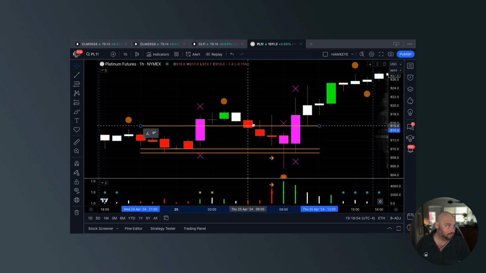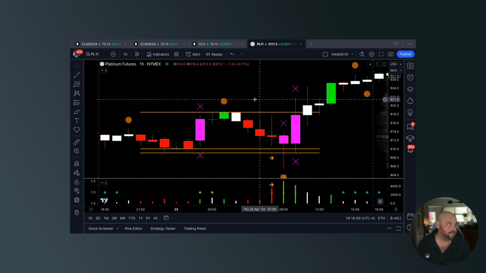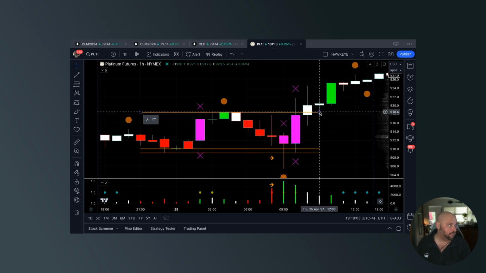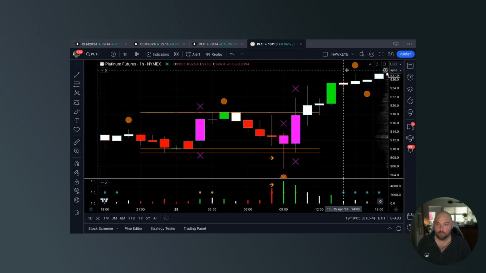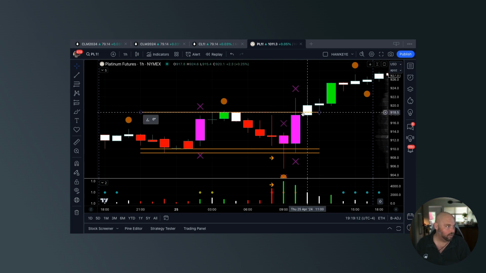You can see we tested it, we failed, and then we went on to overtake it. In fact, that area became support. So when I see this printed and I see the retest here, I am very confident that we're going to squeeze into the overnight high. And then when we closed above it, we retested it and now proved that area that was previously resistance to now be newly appointed support.